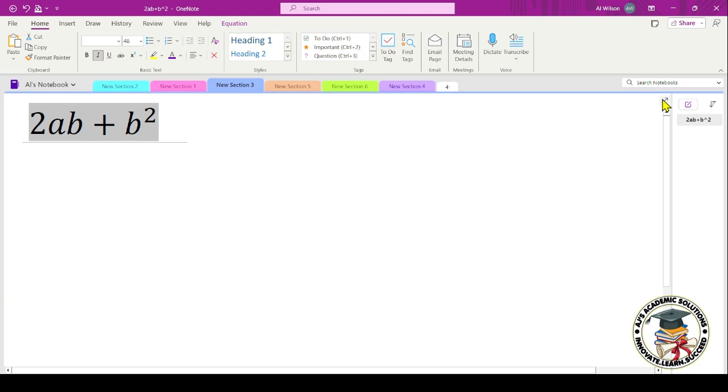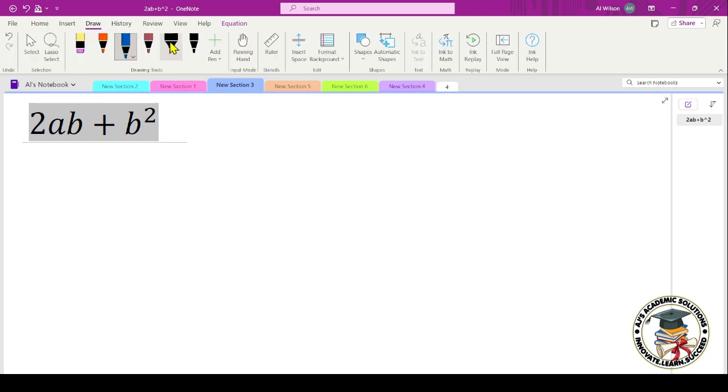Okay, so in today's video, we'll be looking at some factorization questions. Please remember that these questions will be part of your first assessment for this term. So we're just starting. Here we have our expression, which is 2ab plus b squared.